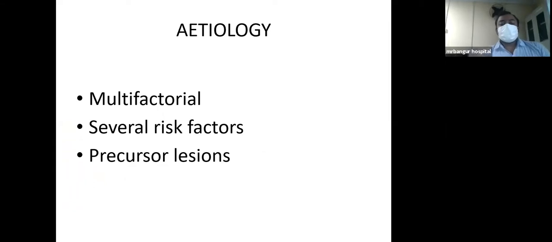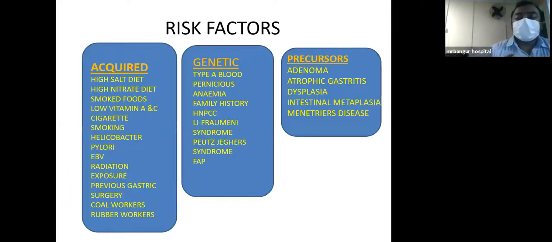Now coming to the etiology, it is multifactorial. Several risk factors are there with different precursor lesions. I will start with the genetic causes. Familial history. In the case of familial history, along with those people having type A blood group, also those people belonging to the family where HNPCC, Li-Fraumeni syndrome, Peutz-Jeghers syndrome, familial adenomatous polyposis run in the family, have a tendency to get this disease.